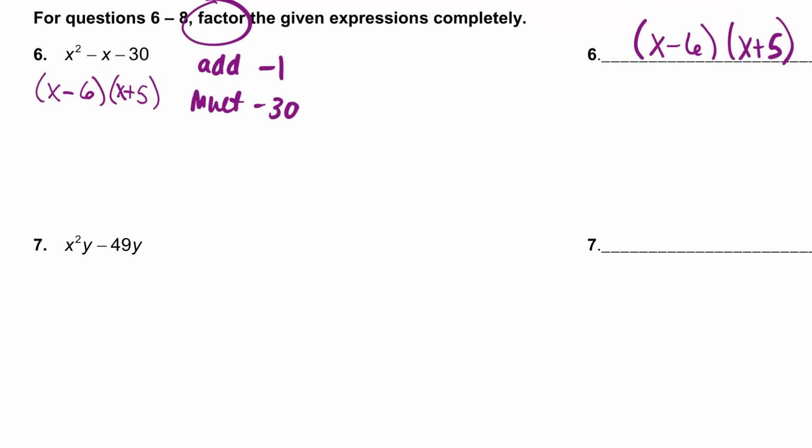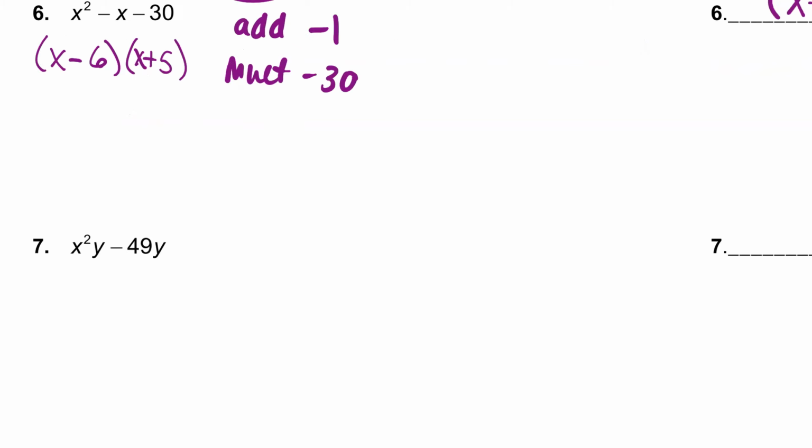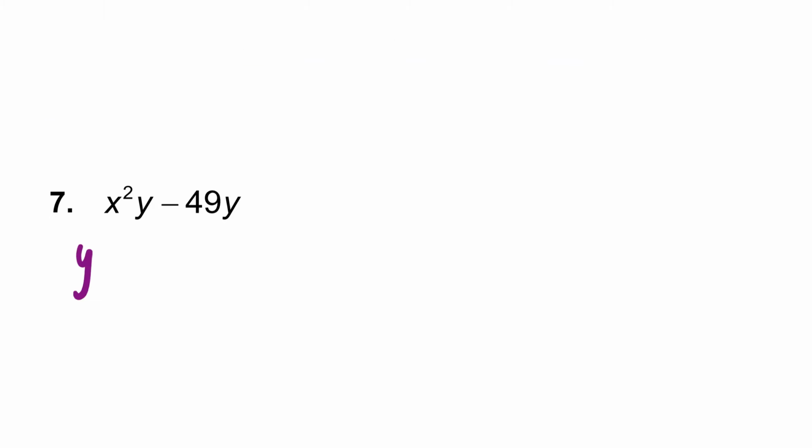Okay, try out number 7. Go through the order. We're trying to factor. How do you do that with the y? You just take it out. First, is there a greatest common factor? Is there something in both these terms? Yes. If I pull out y, I'm left with x squared minus 49.